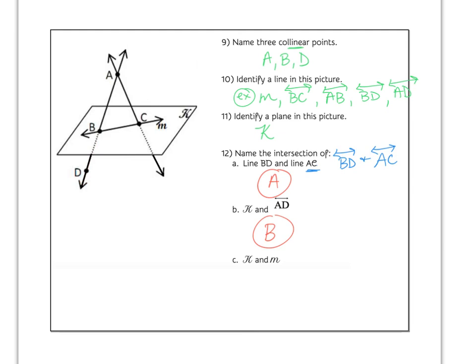All right, and finally, our last question. What is the intersection of K and M? K is the flat surface. M is the line right here. Well, isn't line M right on the flat surface K? I think it is. So what part of it intersects with the plane? What part of the line touches the plane? Well, I think the whole line touches it. It's like laying right on it. So M, or in other words, the whole line intersects the plane.